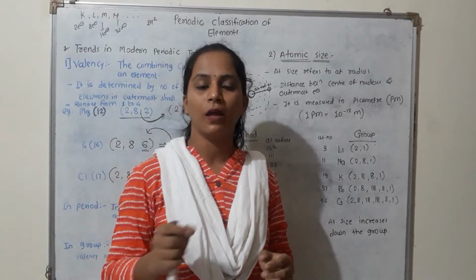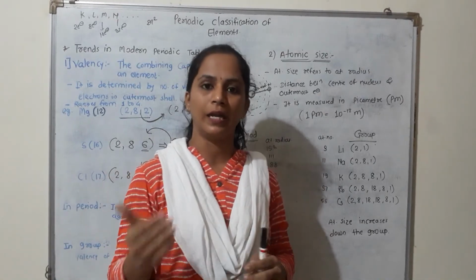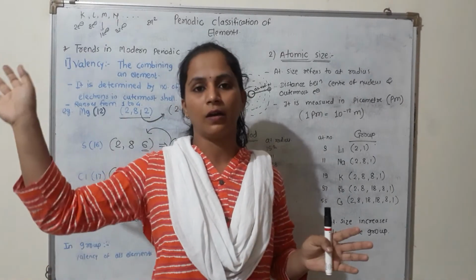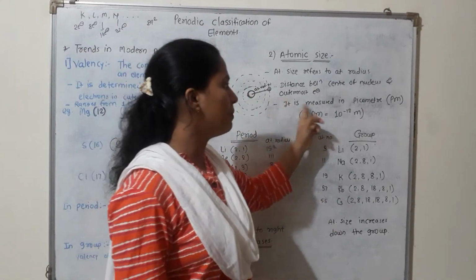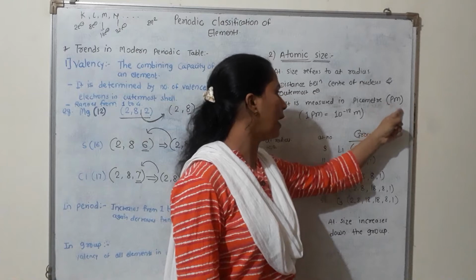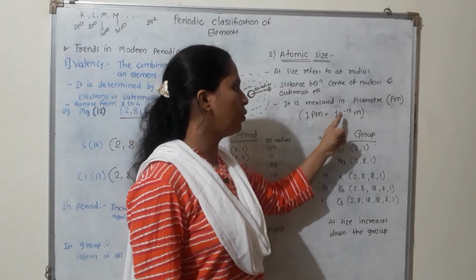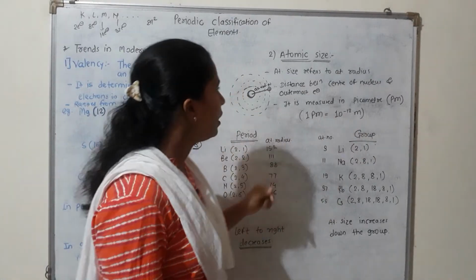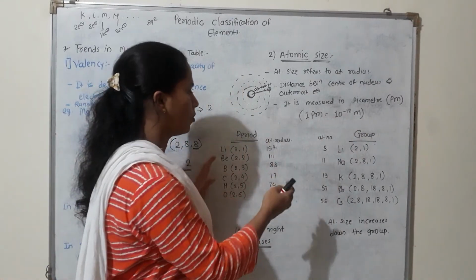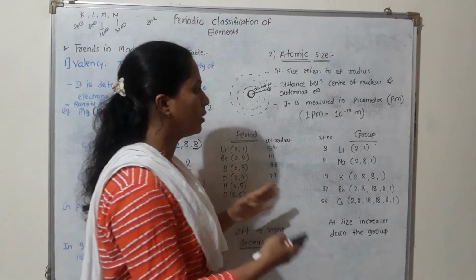What is a picometer? Picometer is a unit to measure atomic radius. Normally we measure any line in centimeter or meter. For greater distances we measure in kilometer. Like this, atomic radius is measured in picometer, pm. 1 picometer is equal to 10 raised to minus 12 meter. Remember this unit. Okay.